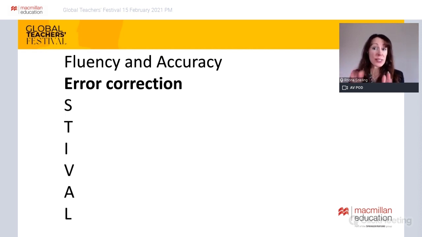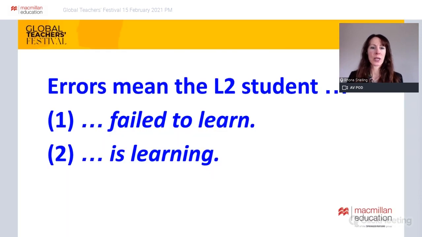So I'd now like to give you a sentence and ask you to complete it for me. Errors mean the L2 student: 1, fails to learn, 2, is learning. Have a think and type a number in the box. Lots of 2s? Oh, we've got no 1s so far. 2, oh, there's some both. Lots of 2s.